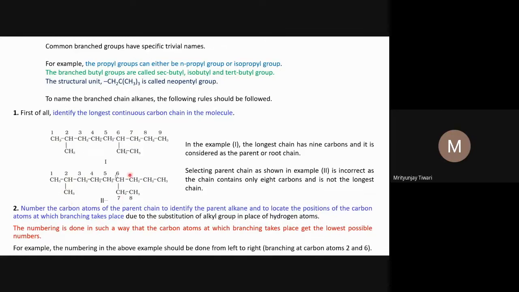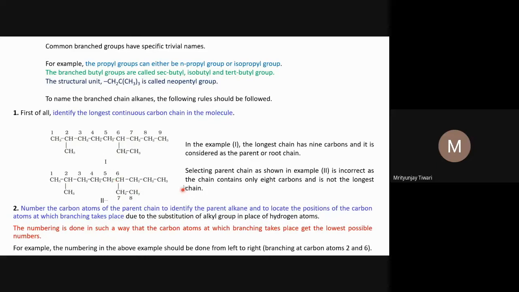So in this compound, this is the wrong one. So we will consider the first one. In this compound, at this position, branching has taken place, and in this branching one hydrogen is replaced with the methyl group, and at this position also one hydrogen atom is replaced with the ethyl group. So the branching is also taking place at this position as well. To identify at what carbon atom the branching has taken place, and also how many atoms are there in the longest chain, we do this numbering.